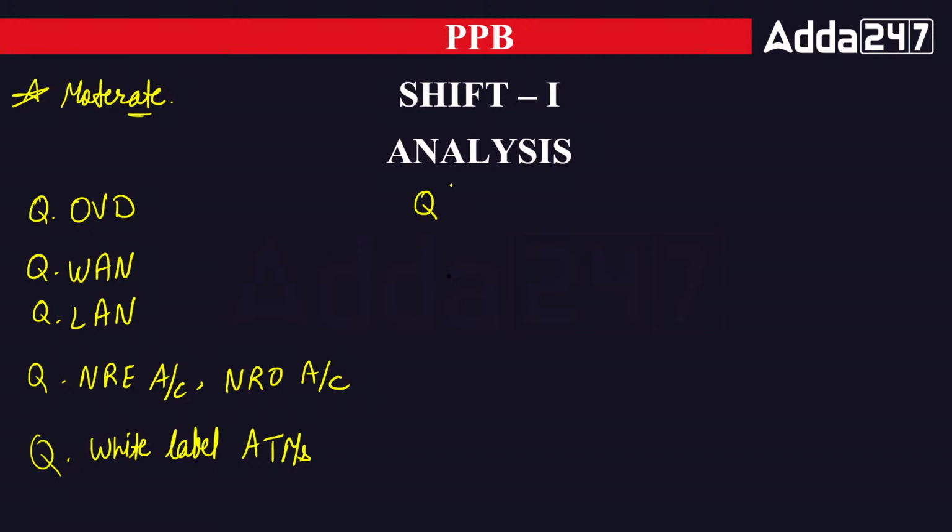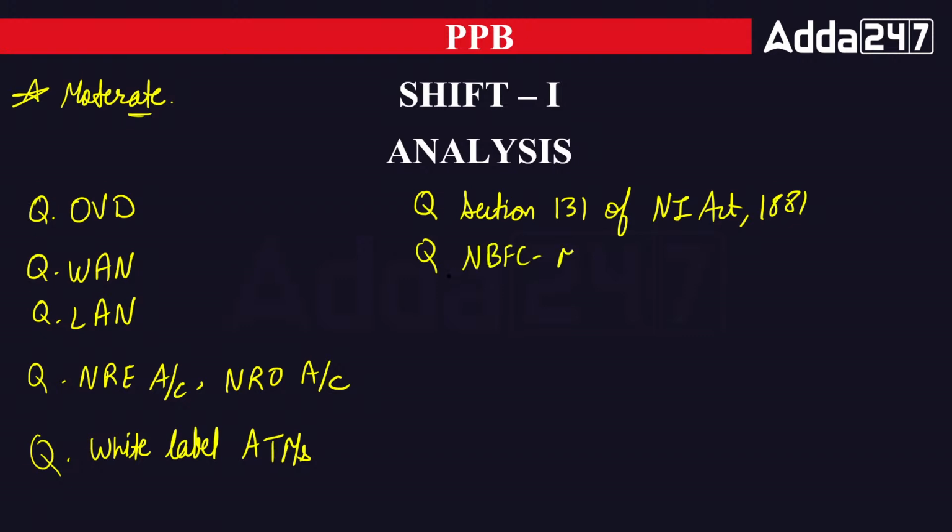Okay. Next, apart from that, the question was asked from Section 131 of the NI Act. The Negotiable Instruments Act 1881 was introduced, and out of that, Section 131 was asked in the paper. Okay, one question was asked from the non-banking financial companies, NBFC, MFI, Microfinance Institution. One question was asked from NBFC, MFI, Microfinance Institution. NPA provisioning has been asked.